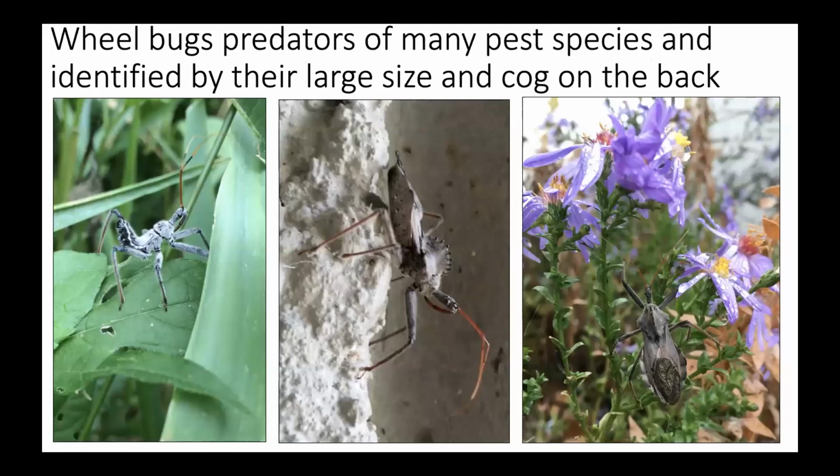So wheel bugs are always kind of a curiosity in later summer, when people see these giant bugs with this cog on its back, or this wheel, with this giant mouth part. Most of the time, the comment is, I've never seen one of these before. Like, what should I do with it? And these are predators. This is actually one of the only bugs I've seen that will eat and kill the Japanese beetle. So I think they're pretty good.